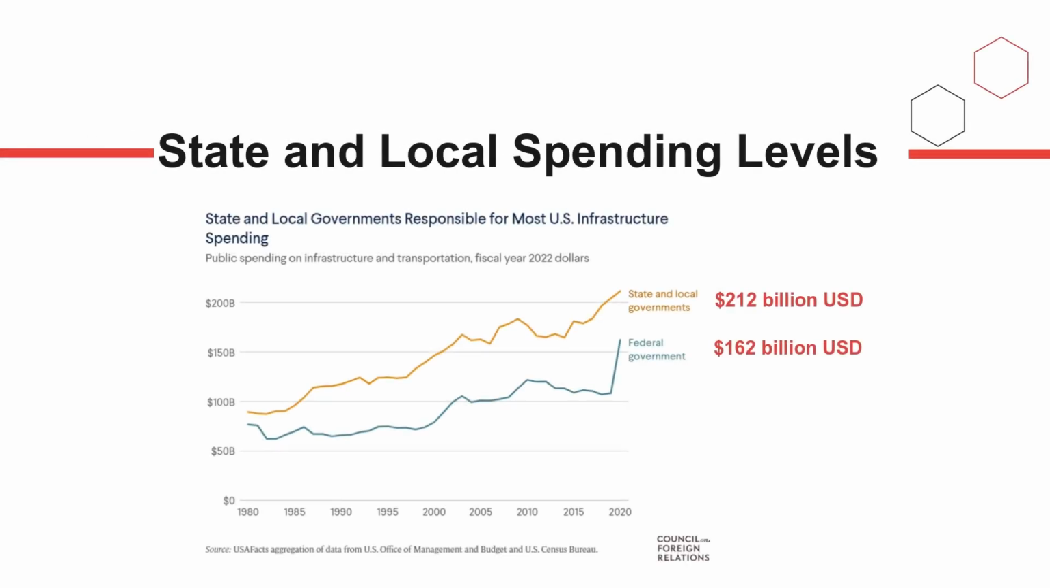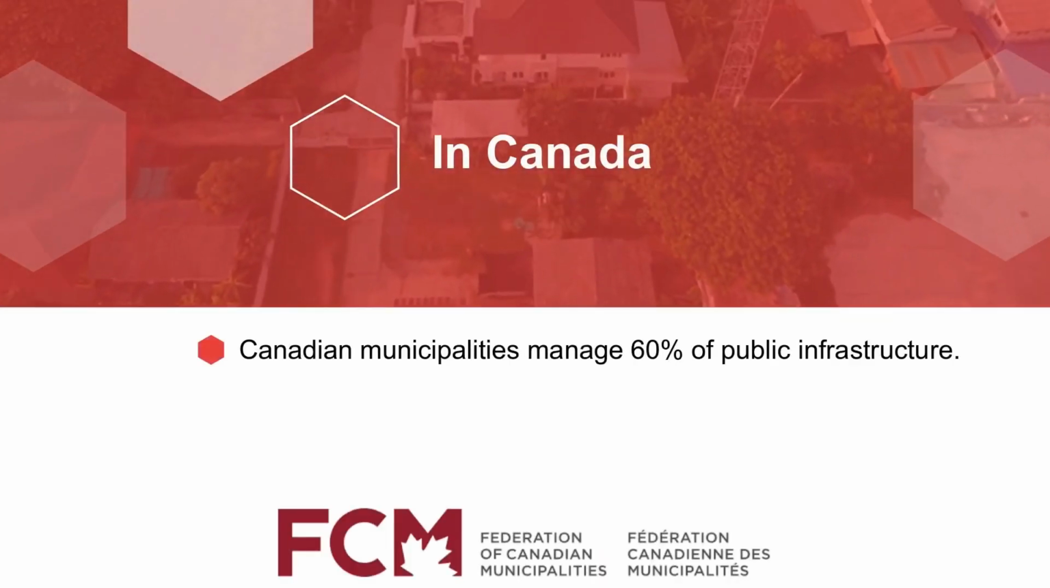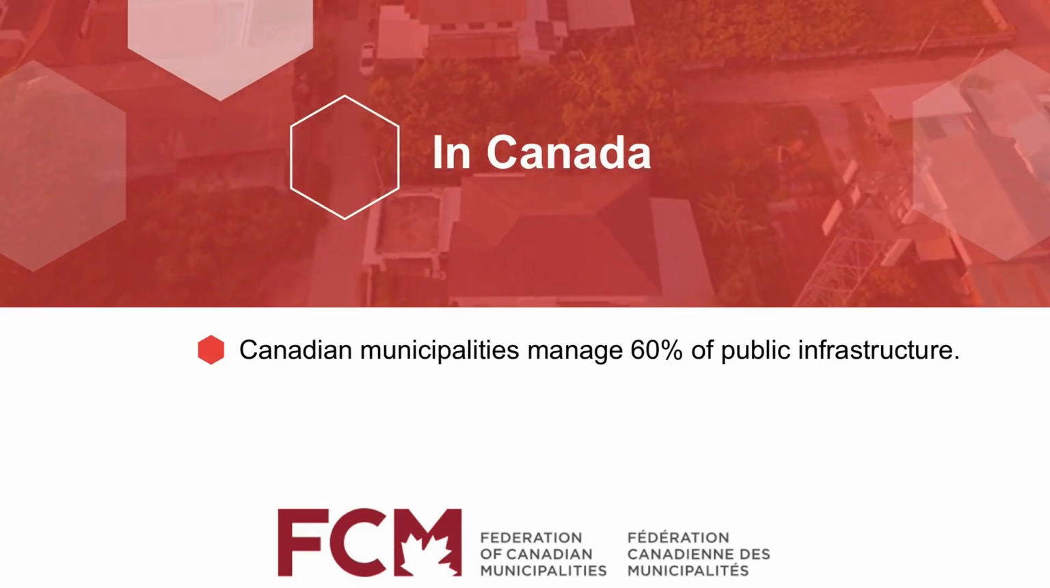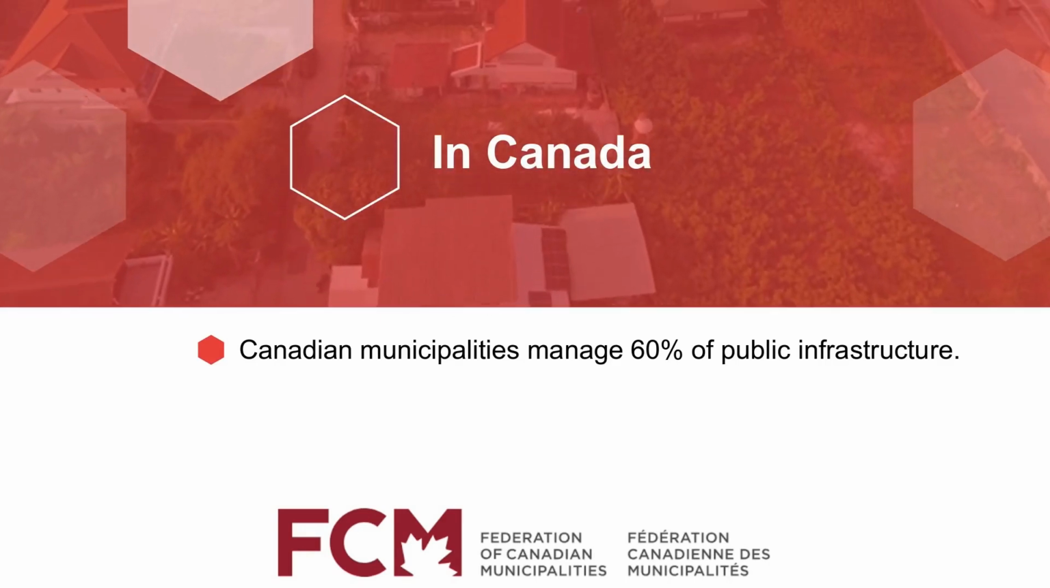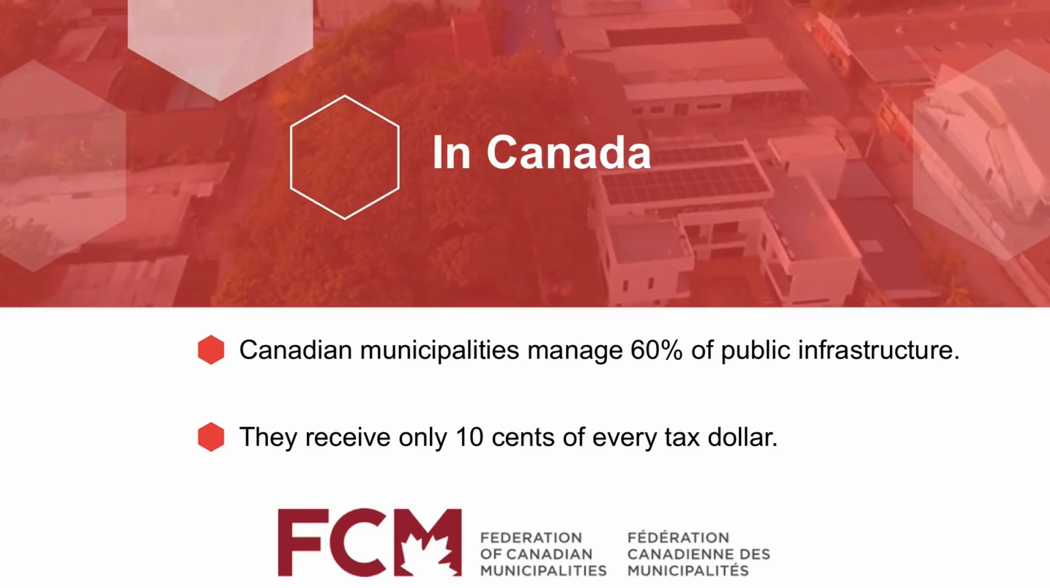State and local spending levels. The Council on Foreign Relations reported that less than half of U.S. public infrastructure and transportation funding came from the federal government in 2020. This means the responsibility for additional funding falls on the state and local government actions. In Canada, FCM notes that municipalities manage some 60% of the public infrastructure that drives our economy and quality of life, despite receiving only 10 cents on every tax dollar.